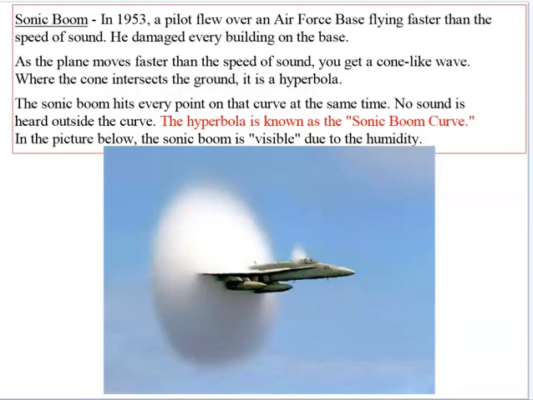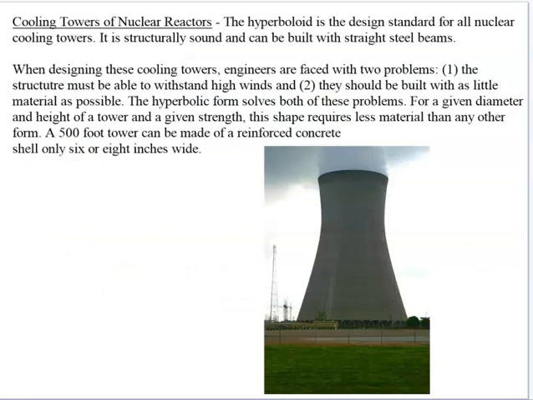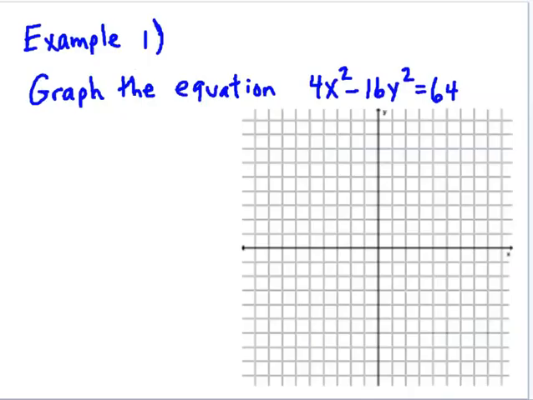The sonic boom also takes on this hyperbolic shape. It's called the sonic boom curve, and there's just another diagram of the sonic boom curve. Nuclear reactor cooling towers, you can see this hyperbolic shape, two parabolas as it were that open up in opposite directions. So let's just get right to what you're going to be doing today with the assignment.